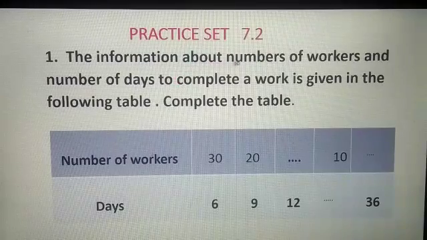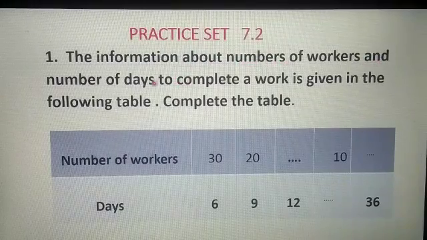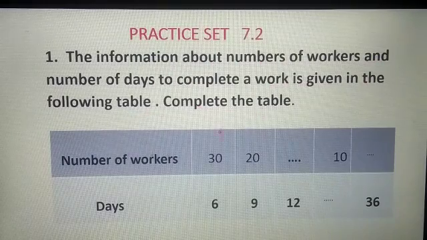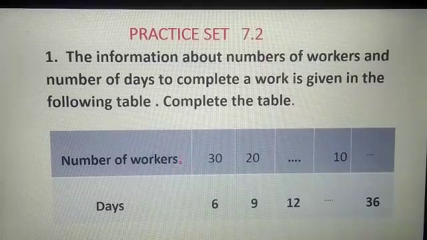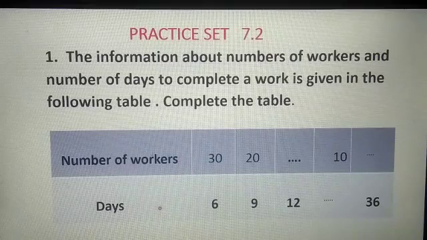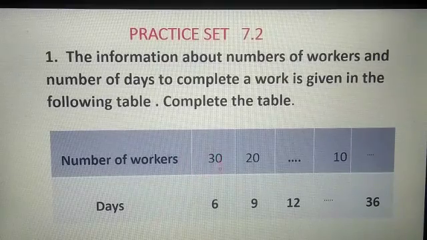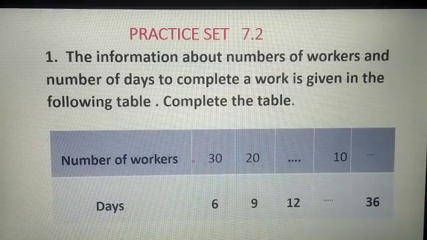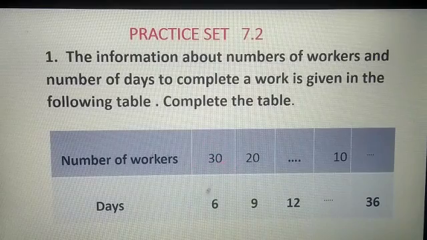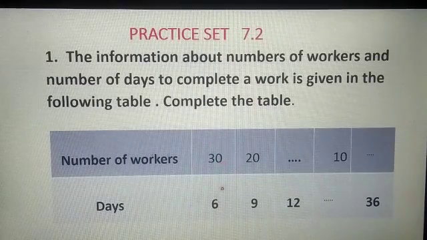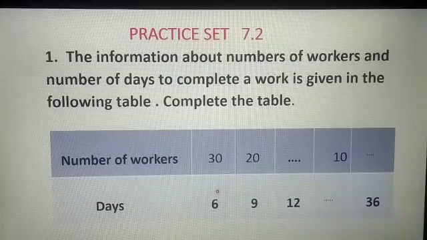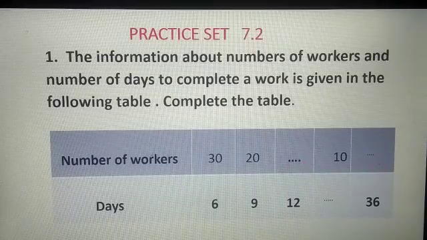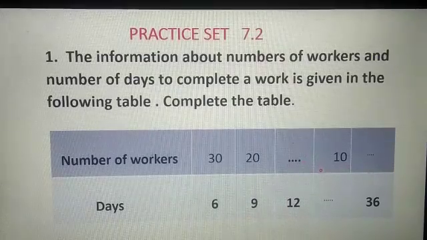First question. The information about number of workers and number of days to complete a work is given in the following table. So we will complete the table. First of all, number of workers we will take as X and number of days we will take as Y. Here in the first example both are given, 30 and 6. So using these values of number of workers and days, we can find K, and using the value of K as a constant of variation, we will find the number of workers in the next examples one by one. Let us see how to solve these examples.